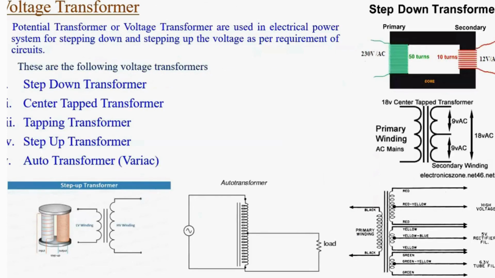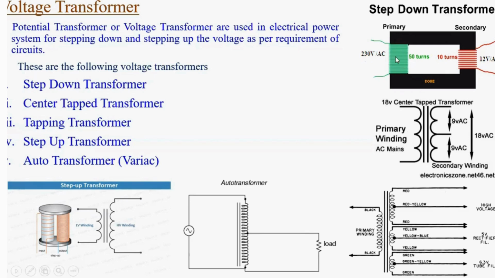Voltage transformer is what we will use the most. In voltage transformers also, we have step down transformer, center tap transformer, tapping transformer, step up transformer, and auto transformers. On this side, this is your step down transformer. There are two windings, one called primary and one called secondary. When current is passed through the primary, you will get current on the secondary side. You give current on only one side, but on the other side, by mutual induction and Faraday's law, it is transferred to this coil and you get the voltage, depending upon the number of turns.